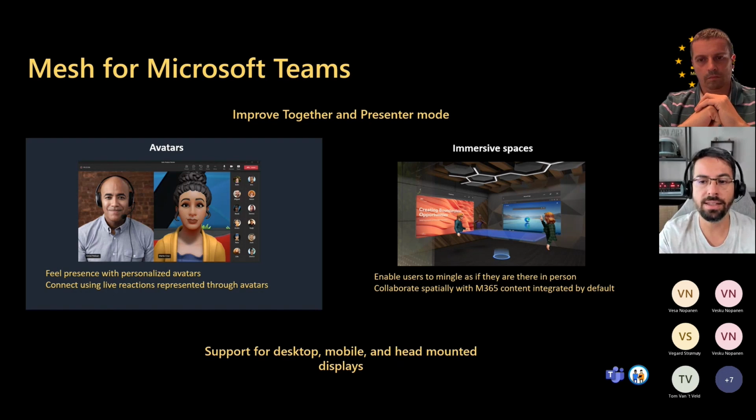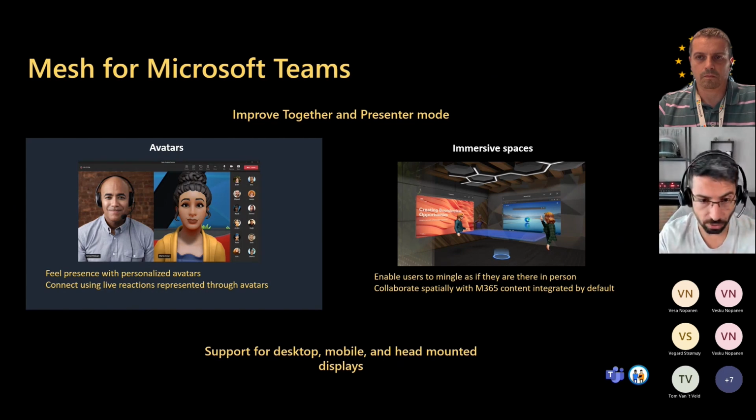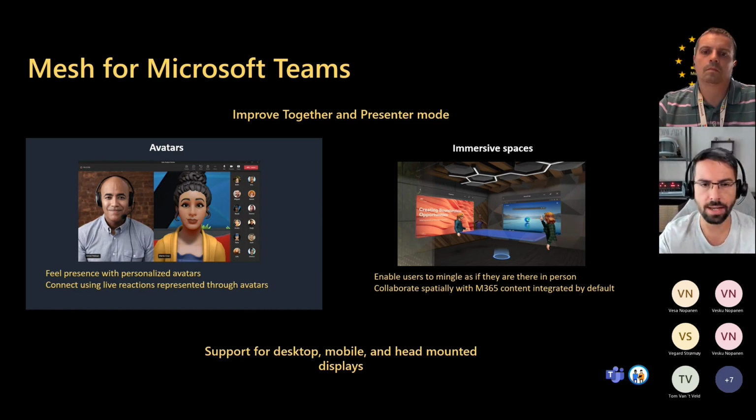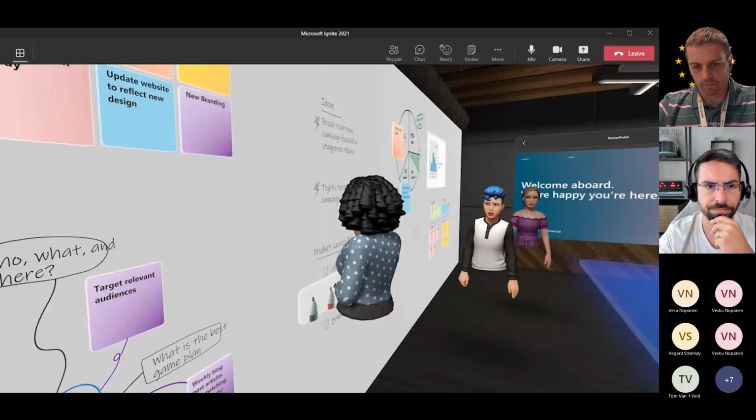It's very interesting. And then you can create immersive spaces to collaborate inside a meeting with your colleagues using the avatars. And when you collaborate in the immersive space, you have to remember that you are inside Microsoft 365, so you can use the same services and the same content, integrated by default. Of course, to use Microsoft Mesh for Teams, you don't need a headset, but you can use your desktop, your mobile device, or a head-mounted display if you want.